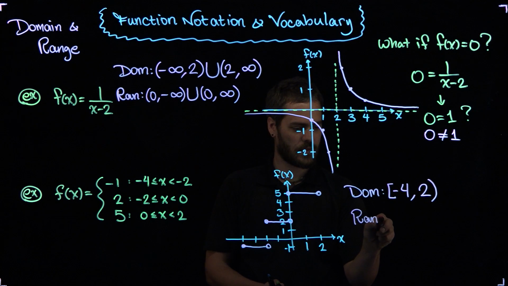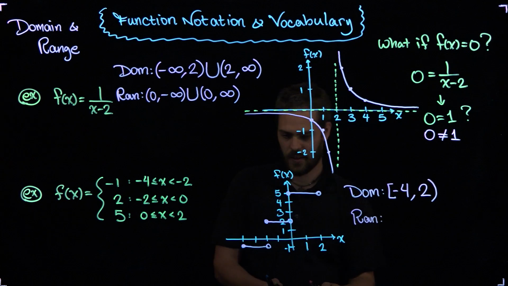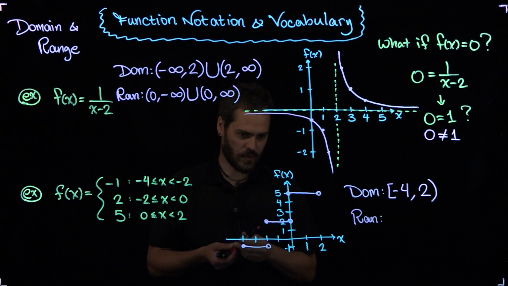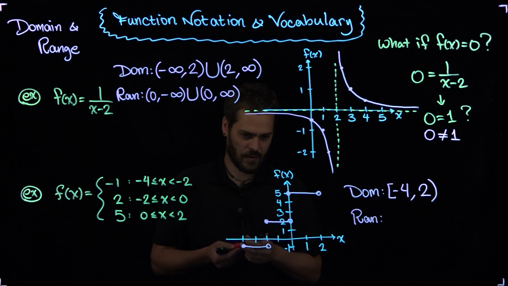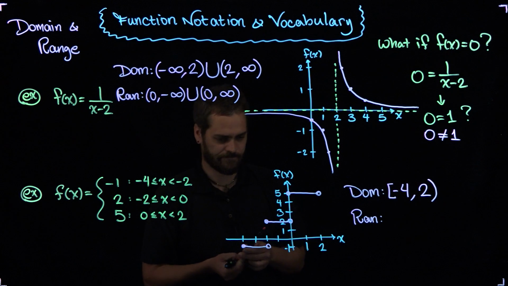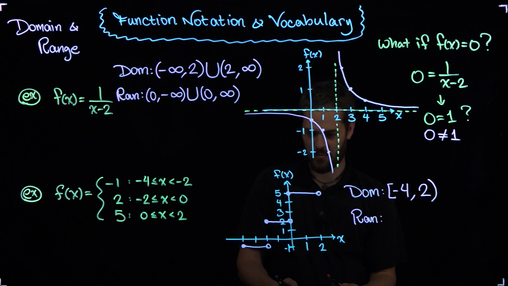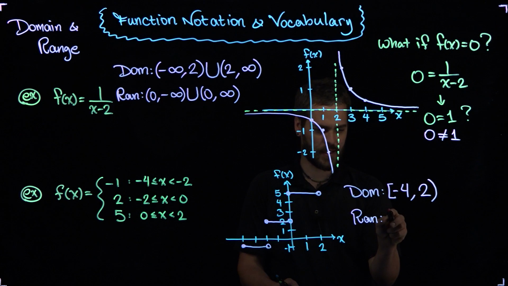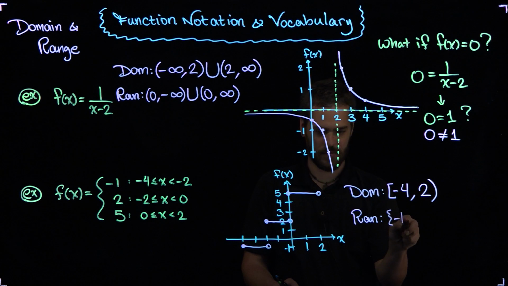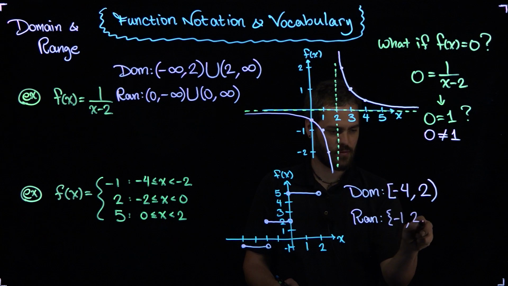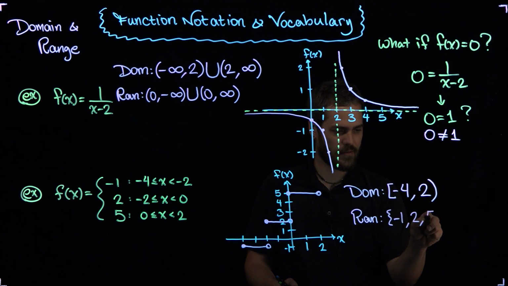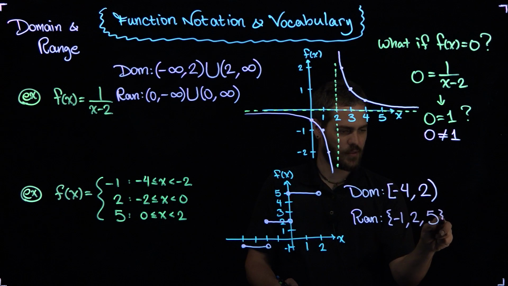Range. Okay. Well, that's interesting. It looks like it goes from -1 to 5, but it's piecewise. So maybe I'm just going to use a set and say -1, comma 2, comma 5, and we'll call that the range.